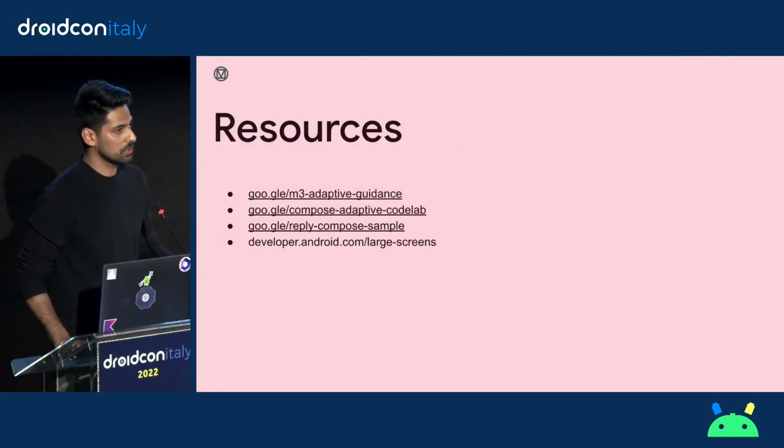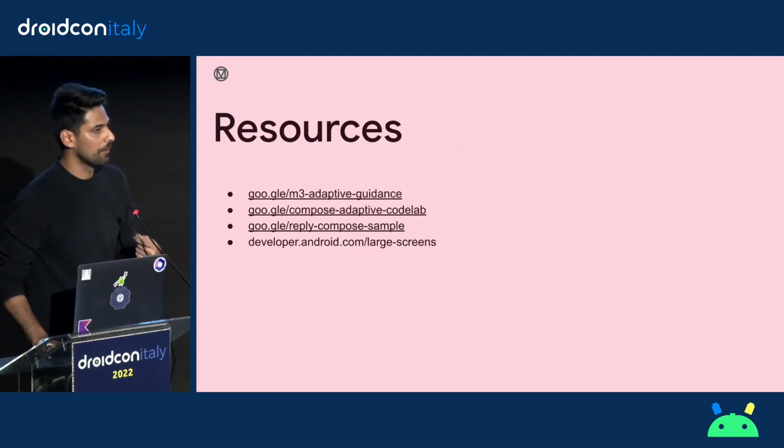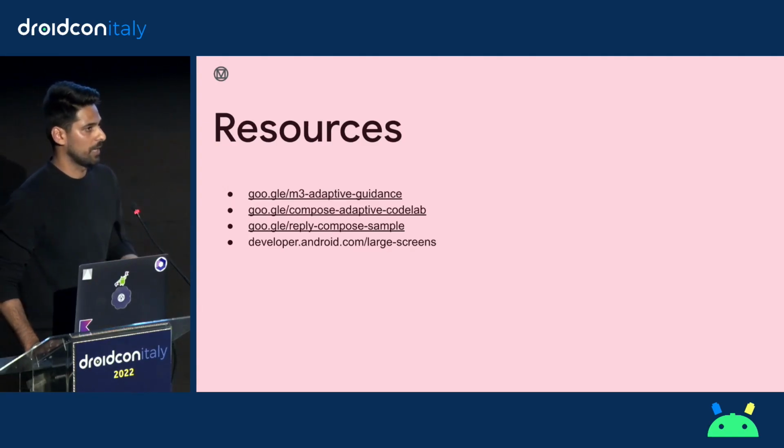There are a lot of new resources to make sure you are learning good guidance for making your app for large screens. We have Material 3 completely adaptive guidance. We have a Compose adaptive codelab also available. And then we have this Reply sample and new guidance for large screens on Android 12 and above.